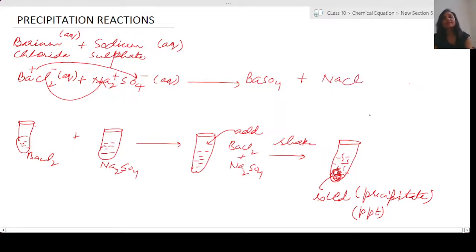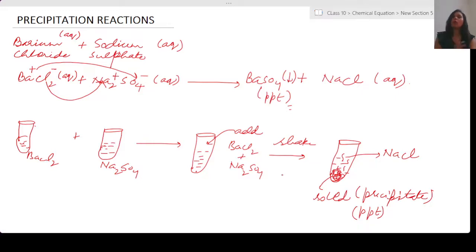Now this NaCl is in the solution state here, or in the aqueous state you can say, and this BaSO4 settles as precipitate. For the precipitate we make a downward arrow also because it settles at the base. So BaSO4 is a white color precipitate, or the solid which is formed in this reaction. So a double displacement reaction can also be a precipitation reaction. Remember, it is not necessary that all double displacement reactions are precipitation reactions, and in the same way all precipitation reactions cannot be double displacement reactions.